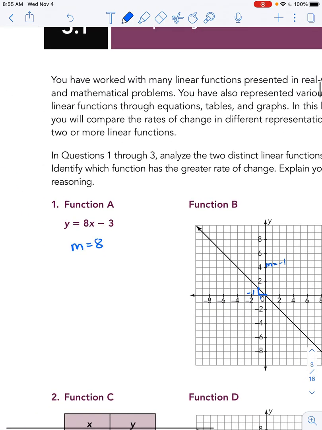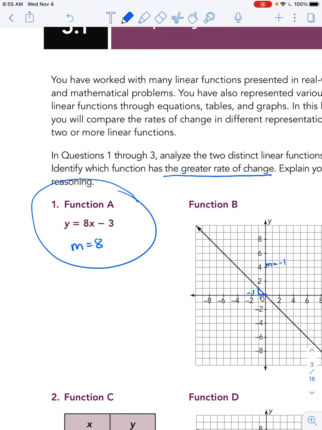Okay, make sure you read what it says. Identify which has a greater rate of change. So which one's a greater rate of change? Function A has a greater rate of change because the slope for function A is 8. Function B, the slope is 1.